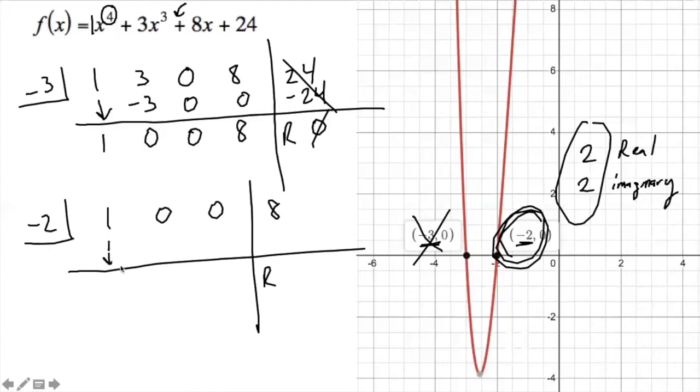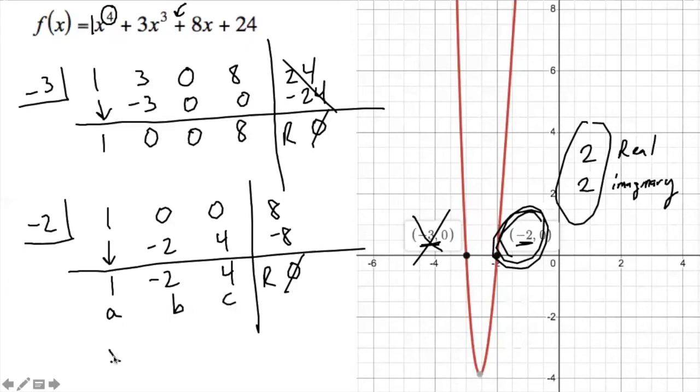Pull down this leading 1. Multiply back. 1 times negative 2, negative 2. Get a sum. 0 take away 2, negative 2. Multiply back. Negative 2 times negative 2, positive 4. Get your sum. 0 plus 4, 4. 4 times negative 2, negative 8. And mercifully, 8 and minus 8, 0 out. No remainder. Perfect. So now this is your A, B, C.